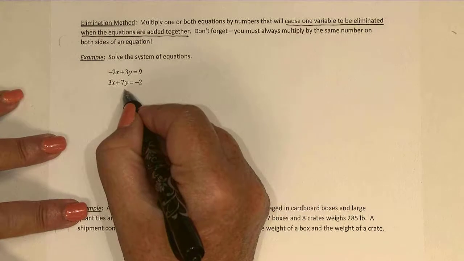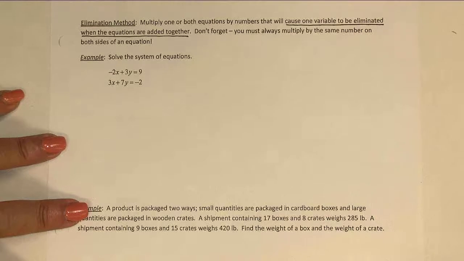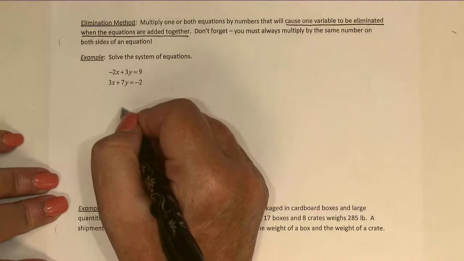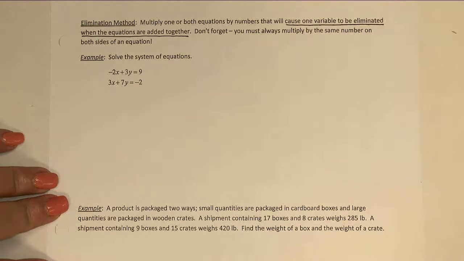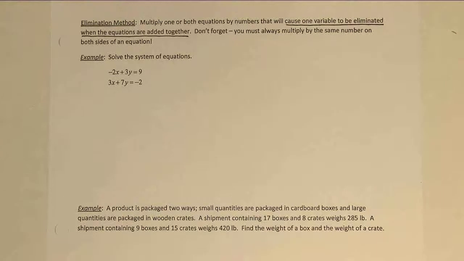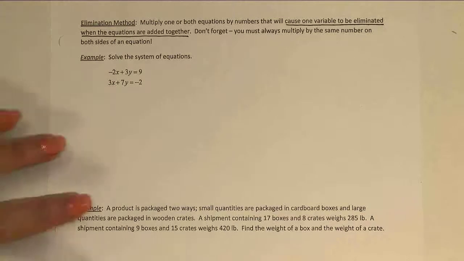Looking at our first example, we have to start by choosing a variable that we would like to eliminate. I'm going to work with the x's. A couple things appeal to me. First of all, I've already got one negative and one positive, which means it's going to be a little bit easier, perhaps, to get them to add up to 0 or cancel each other out. And they're also smaller numbers, which I also like.